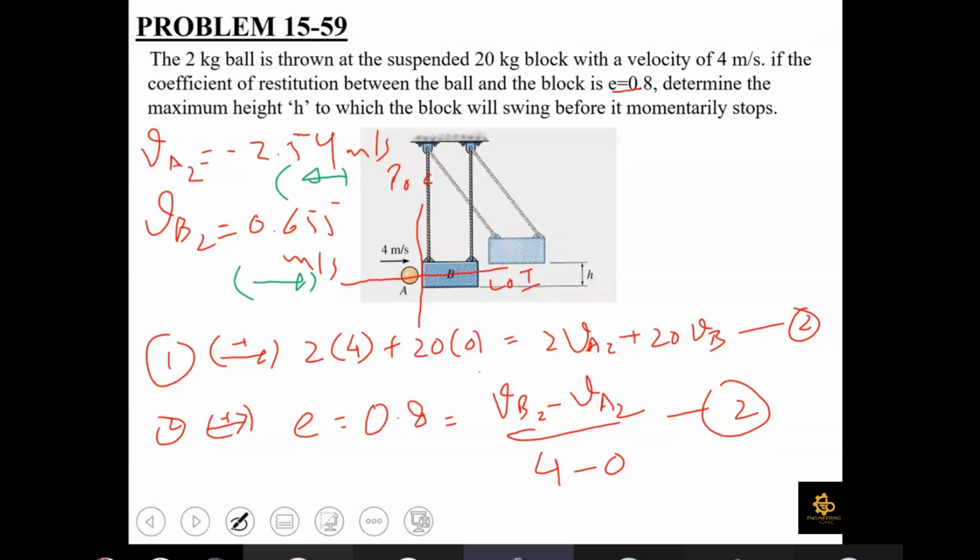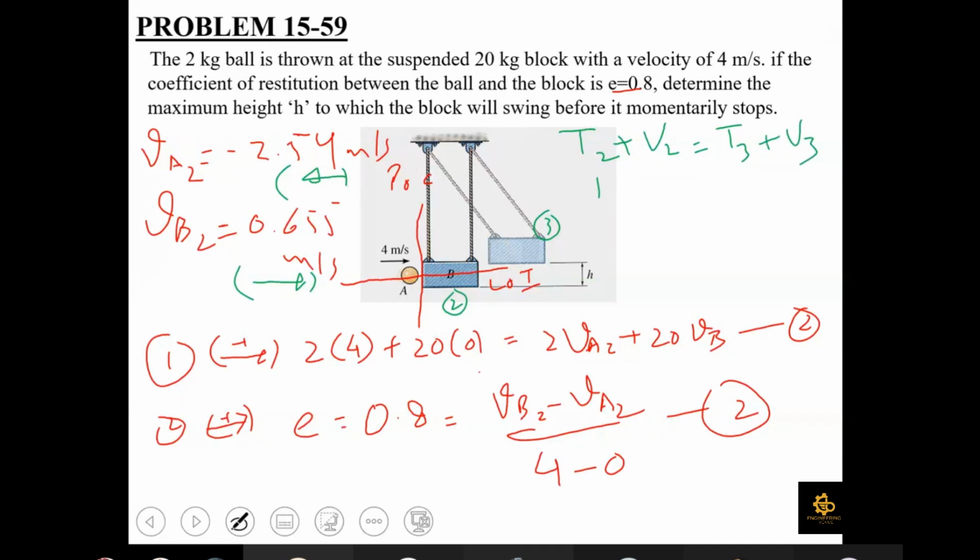Conservation of energy. So you are going to apply the conservation of energy principle on block B from position 2, which is just after impact, to position 3, which is the position of maximum swing, on which you have to find the height h. So applying the conservation of energy principle on this block between position 2 and position 3, which says that T2 plus V2 should be equal to T3 plus V3.